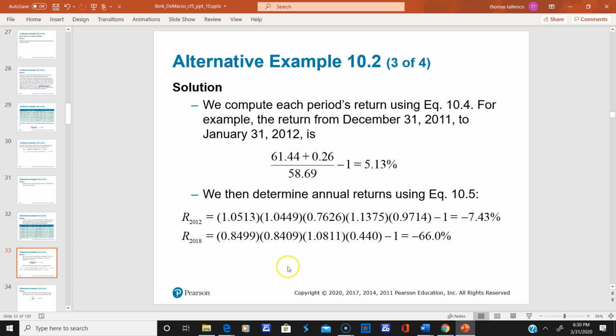And you can see they do the same thing here. And they get the 5.13%, just like I said, right? They show you how to actually do that here.